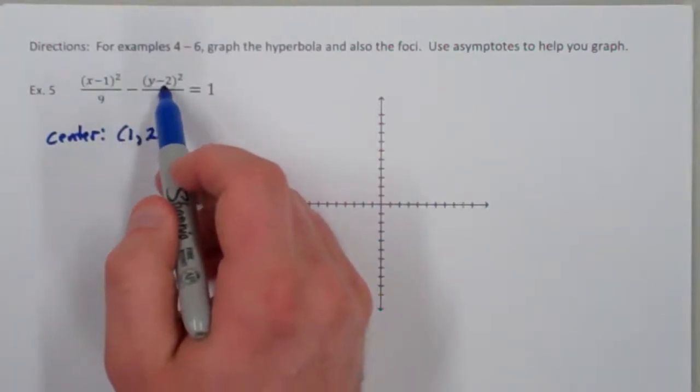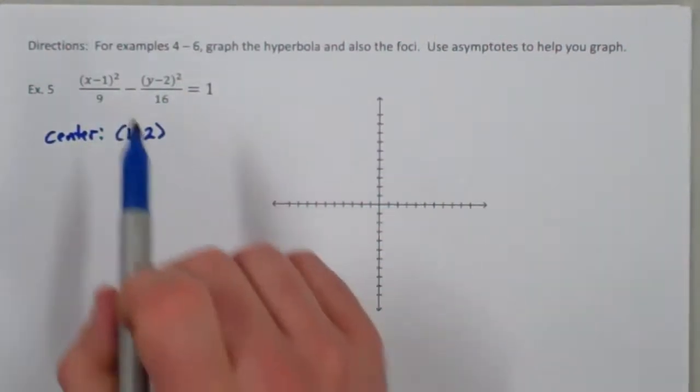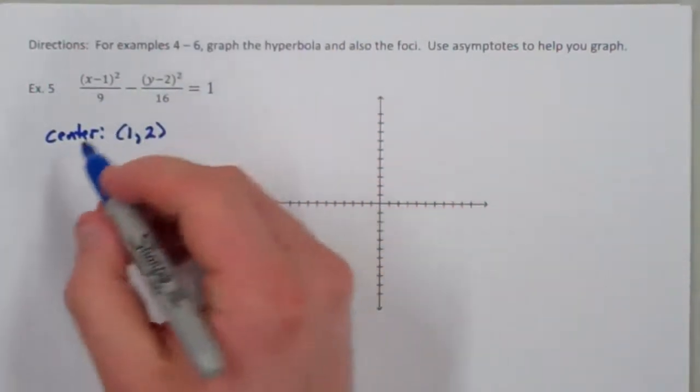I always look for the x term first. It might be over here, or it might be on the right side. It just depends on whether the graph will open left and right. It's definitely going to be a hyperbola. We've got a minus sign, and each one of these is squared.